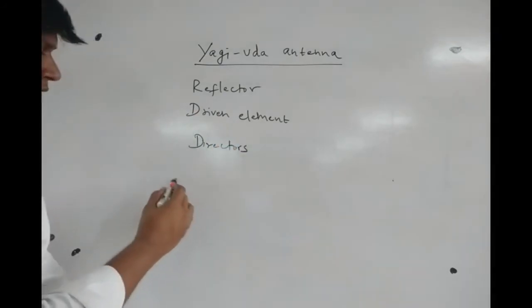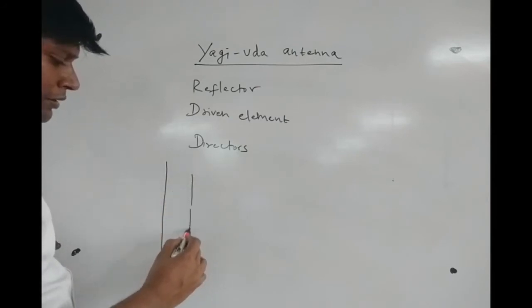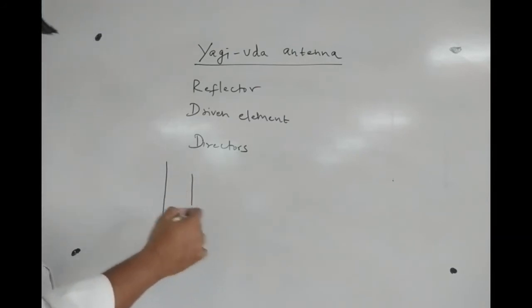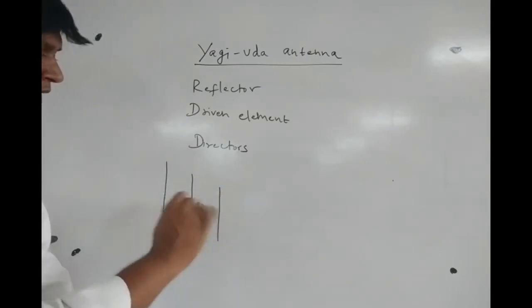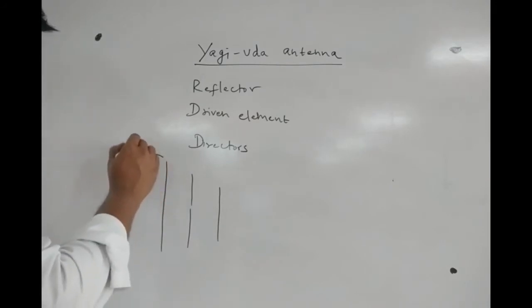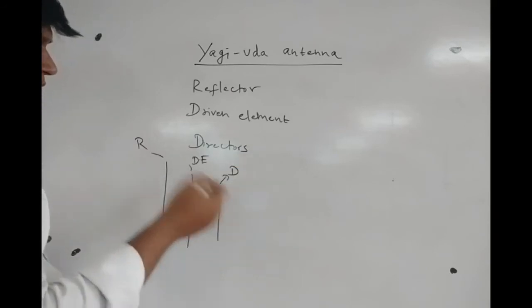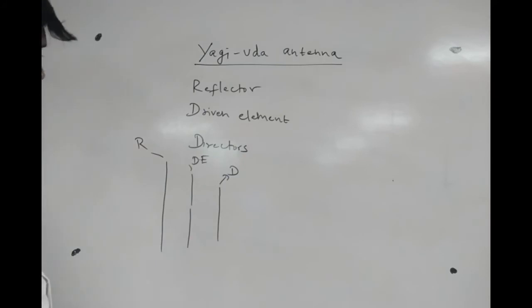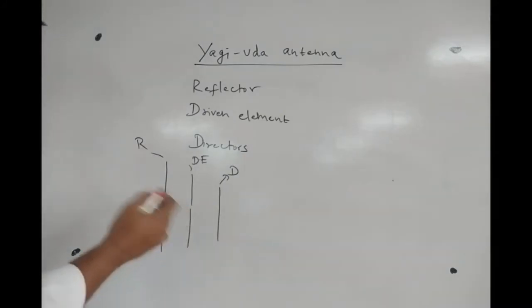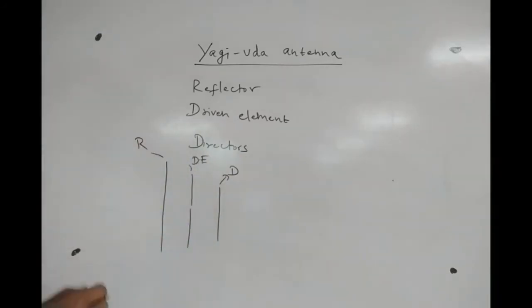Okay. So this is how your reflector would be large in size, and your driven element would be a little bit smaller compared to your reflector, and your director is smaller than your reflector. This is your reflector, this is your driven element, and this is your director. Okay, so your director is smaller compared to your reflector and driven element. Okay, and what are the dimensions corresponding to this structure? That is what we are trying to find out.